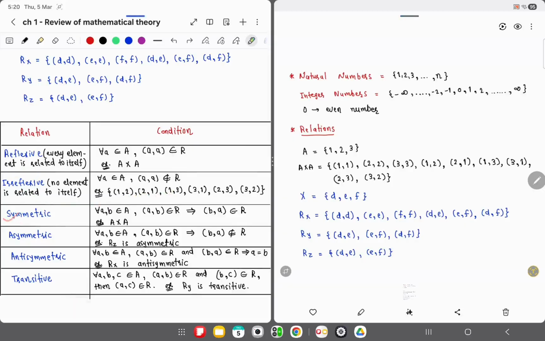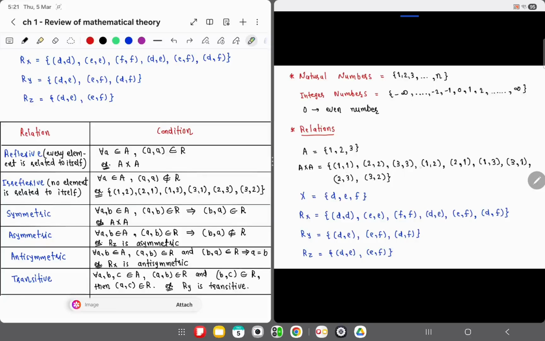Next is symmetric. Symmetric means if the elements a and b come from the set A, that means if (a, b) belongs to R, then the reversed pair (b, a) should also belong to relation R. Here the example of symmetric is the Cartesian product A cross A. How can we say that if (a, b) belongs to R, then (b, a) belongs to R? See, (1,1) belongs to R, then the reverse of (1,1) is (1,1). This is how (2,2) and (3,3) work.